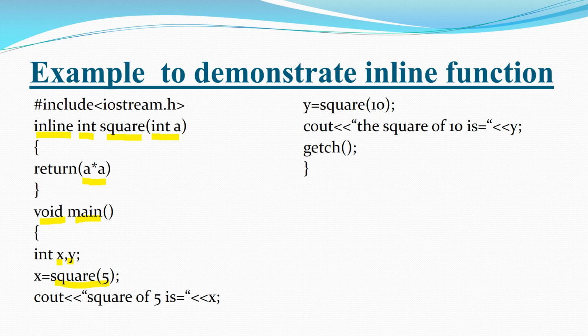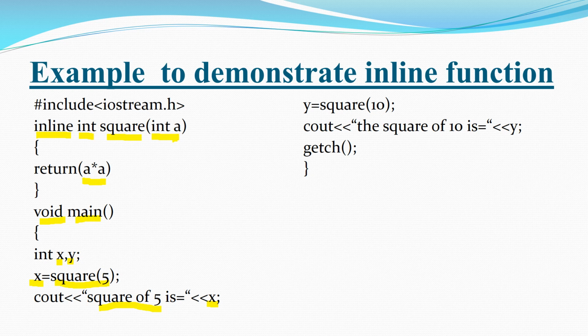Now 5 is passed to the parameter a. Once 5 is copied into a, it calculates a into a, that is 5 into 5. The value of 5 into 5 is calculated and passed to the variable x. Now the x value is 5 into 5, that is 25. Once it has been calculated, it returns back, and next it prints with cout: the square of 5 is 25.